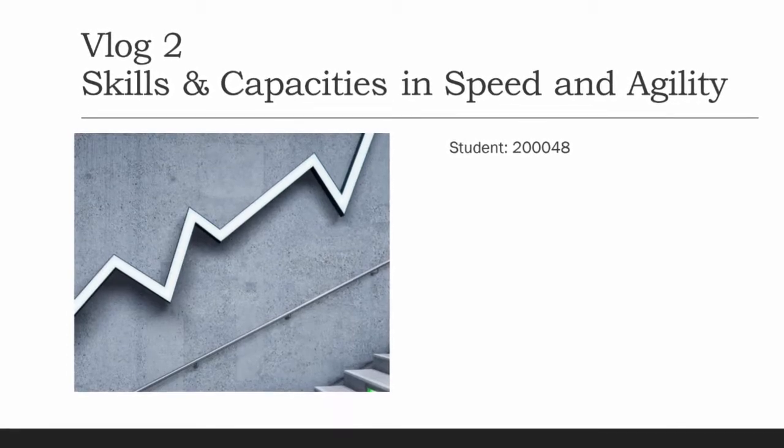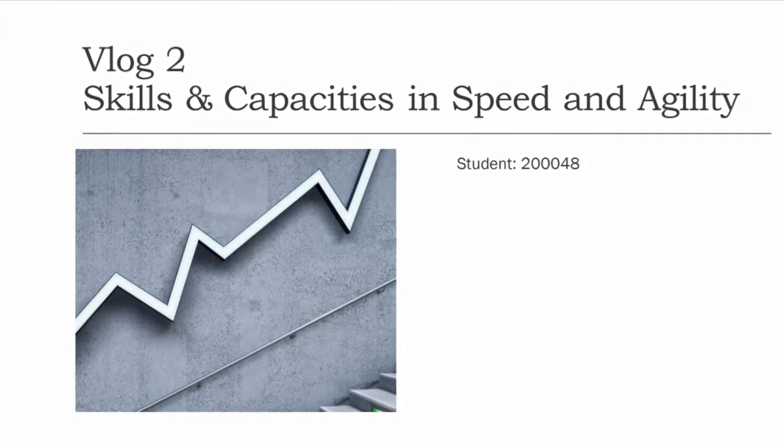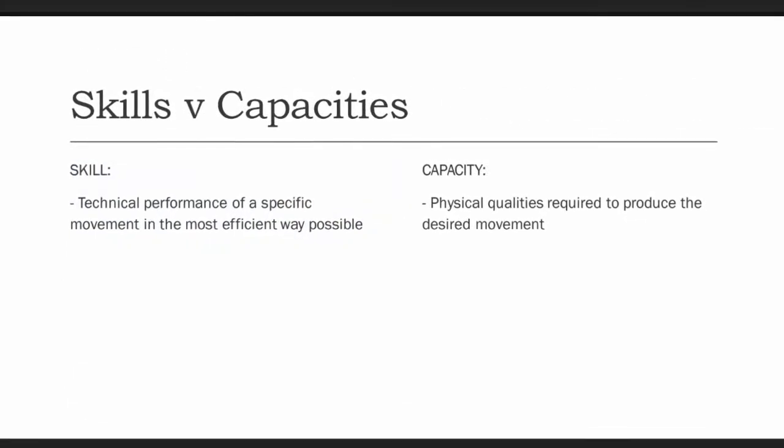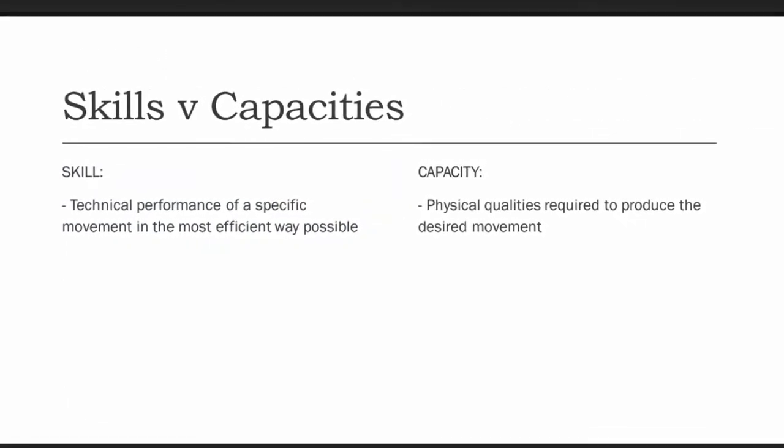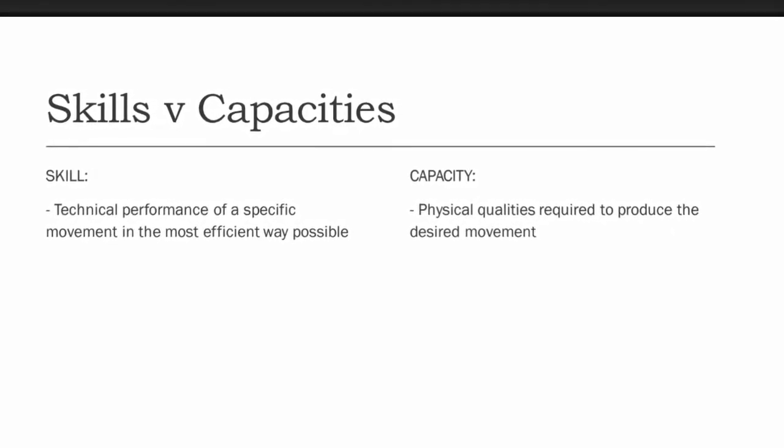This is vlog 2, looking at skills and capacities in speed and agility. For the purpose of this vlog, we can think of skill as the technical performance of a specific movement in the most efficient way possible, and a capacity being the physical quality required to produce that desired movement.